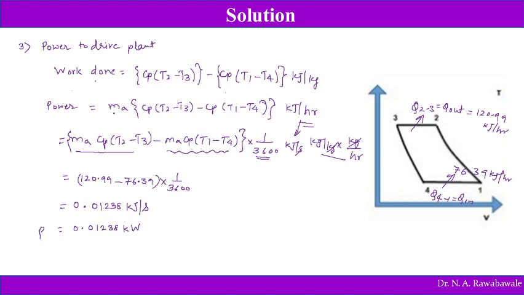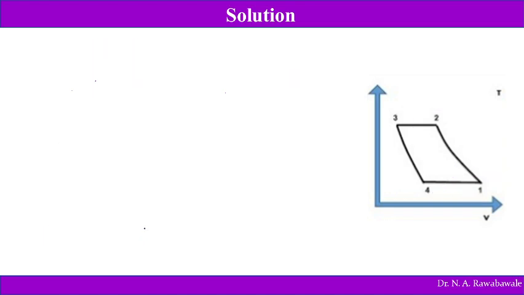So just if we are taking mass flow rate, then it will be in kilojoules per unit time. So this unit time has to be converted into kilojoules per second, then it will be power in kilowatt. Now the last thing remaining with us is the fourth term, that is coefficient of performance.